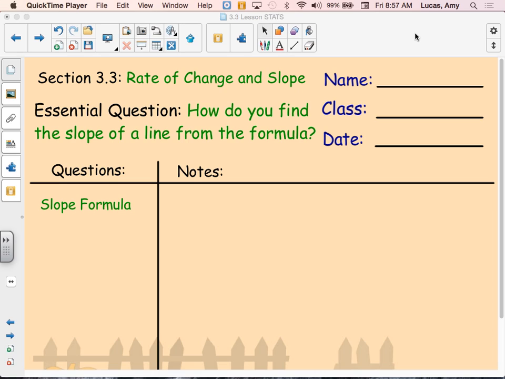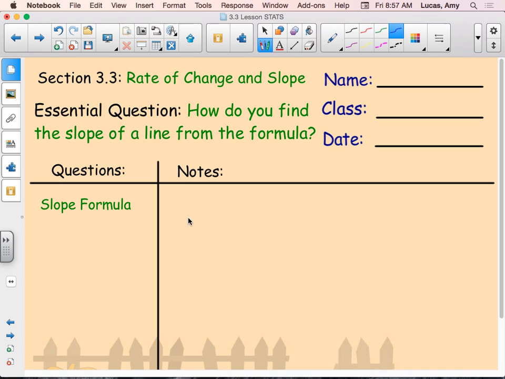Lesson 3.3. Our essential question is, how do you find the slope of a line from the formula? So we have one new vocab word today. It's slope formula. The letter M represents the slope, and the slope formula says M equals y2 minus y1 divided by x2 minus x1, and this formula represents the slope of the line through any two given points.